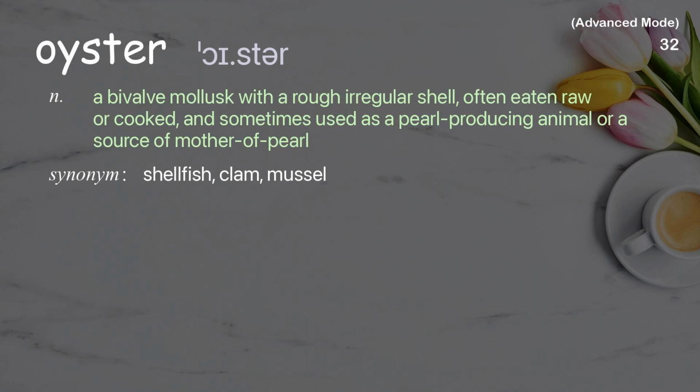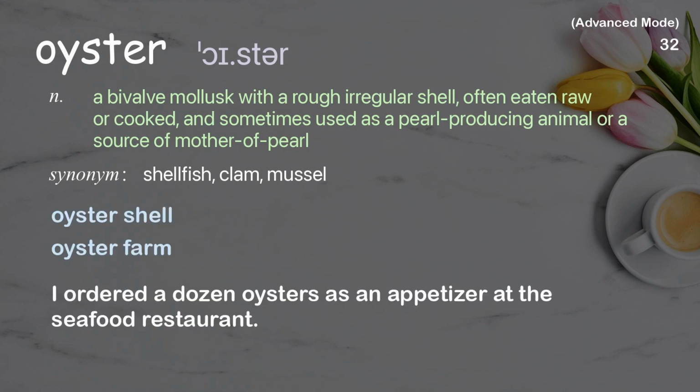Oyster. A bivalve mollusk with a rough irregular shell, often eaten raw or cooked, and sometimes used as a pearl-producing animal or a source of mother-of-pearl. Examples: Oyster shell. Oyster farm. I ordered a dozen oysters as an appetizer at the seafood restaurant.